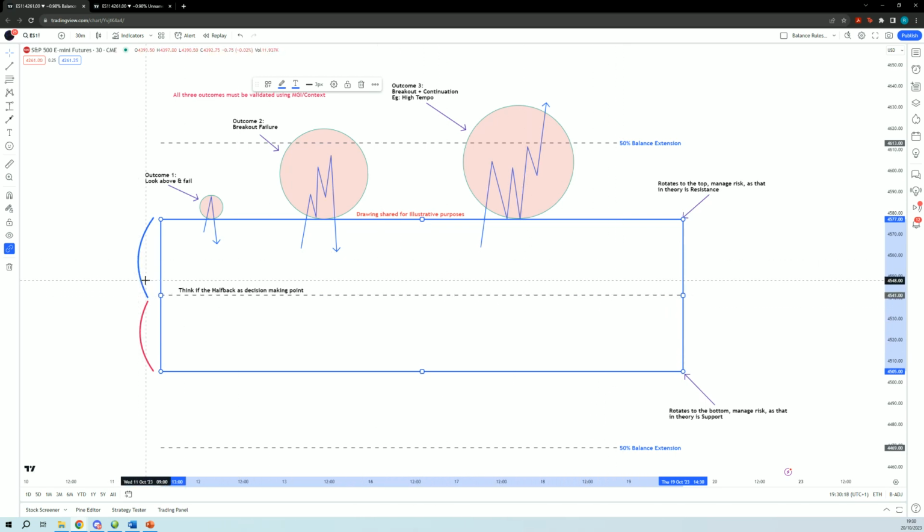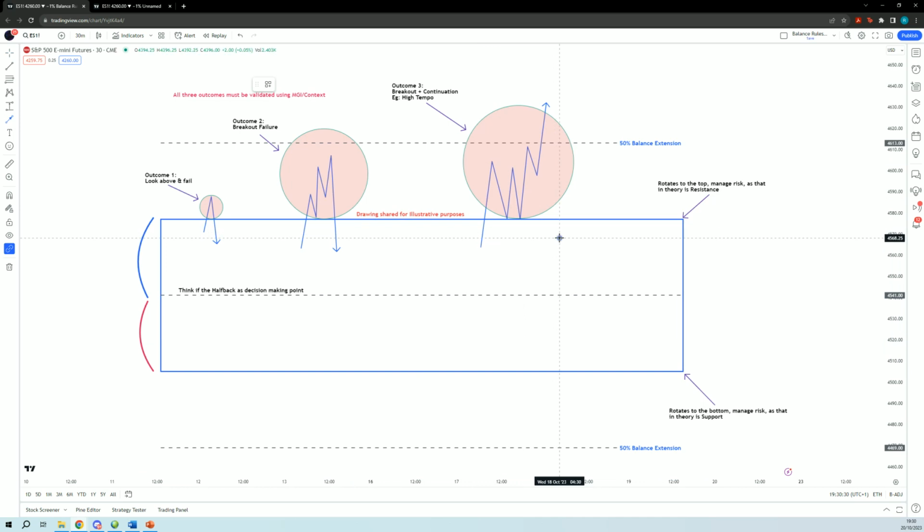Now, in theory, the market rotates to either end of the balance, with the halfback being the decision-making point during the rotation. So typically, you want to think of the top as resistance, where you don't want to go long into the balance top, and the bottom as support, where you do not go short into the balance bottom.